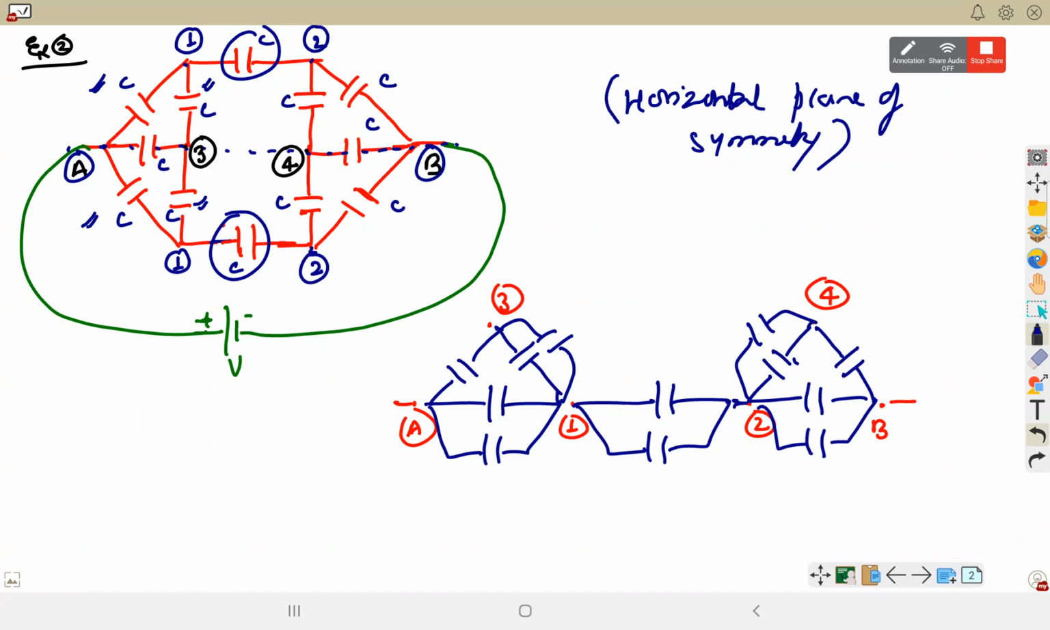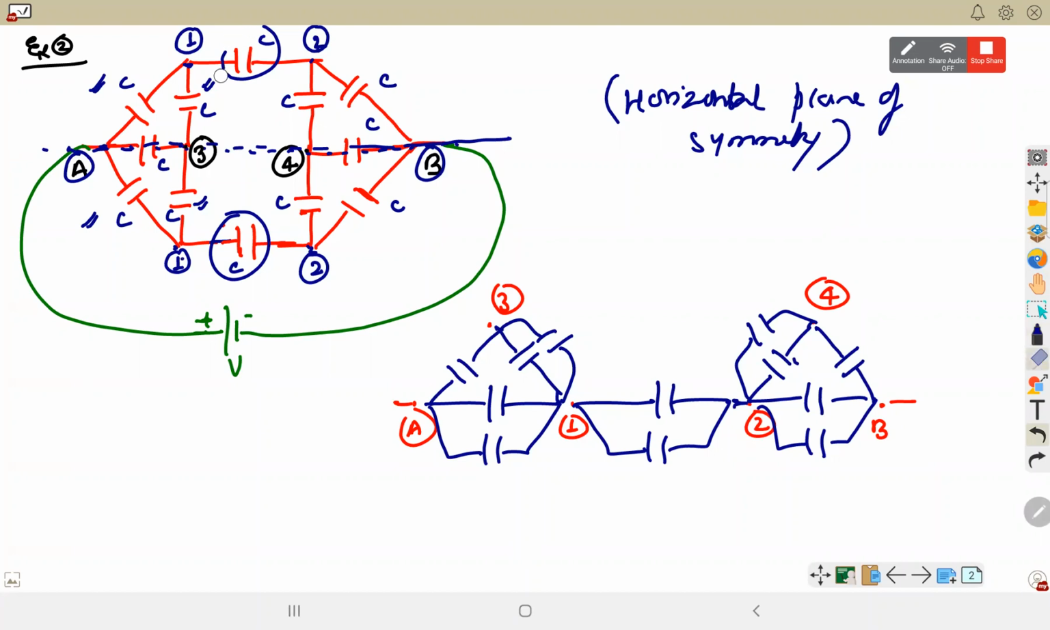Can you explain this again? Sure. This is the horizontal plane of symmetry. Yes, sir. Horizontal plane of symmetry, the mirror images are at the same potential. So this is 1, so the lower side will also be at the same potential. This is 2, this will also be at the same potential.